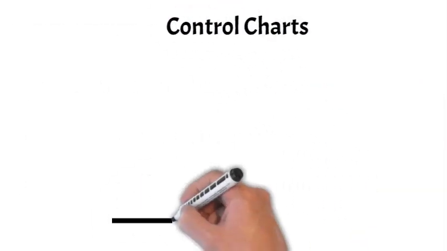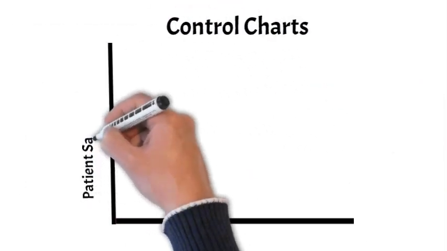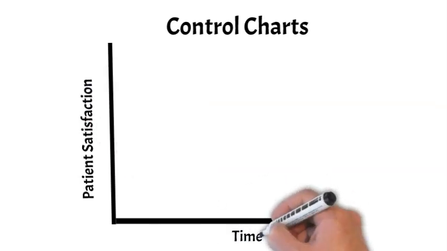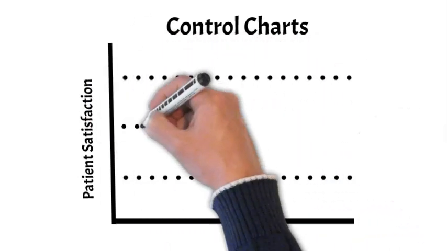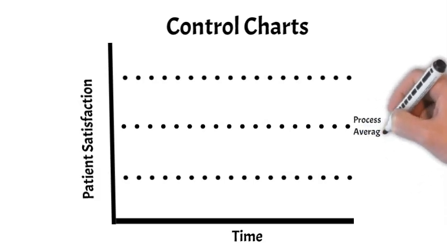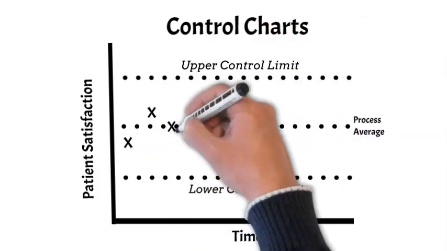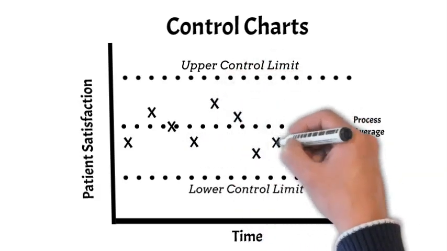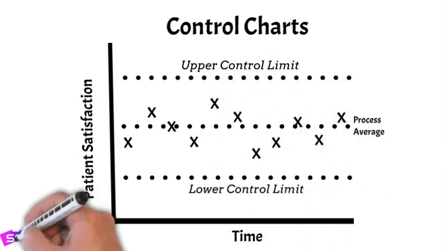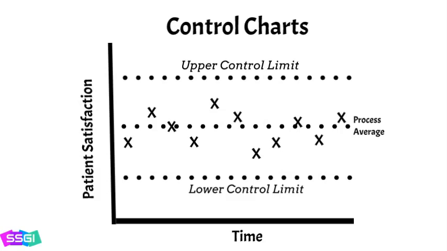Here is a chart for monitoring patient satisfaction. A sample of 35 patients is taken monthly, and the mean of that sample is plotted on the chart. As long as the sample means remain within expected boundaries, called an upper and lower control limit, the process is considered to be in control. When the mean extends beyond these boundaries, the system is considered to be out of control and remedial action taken.